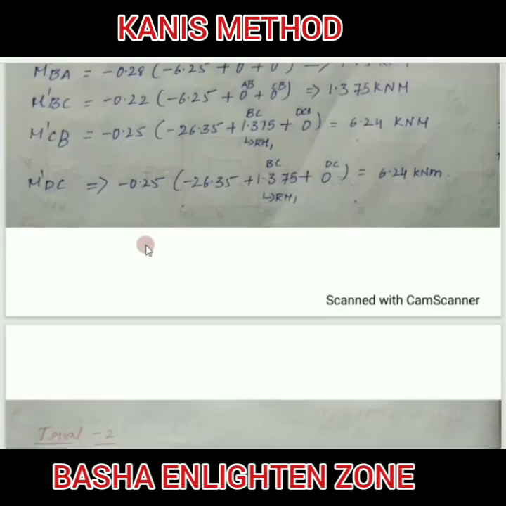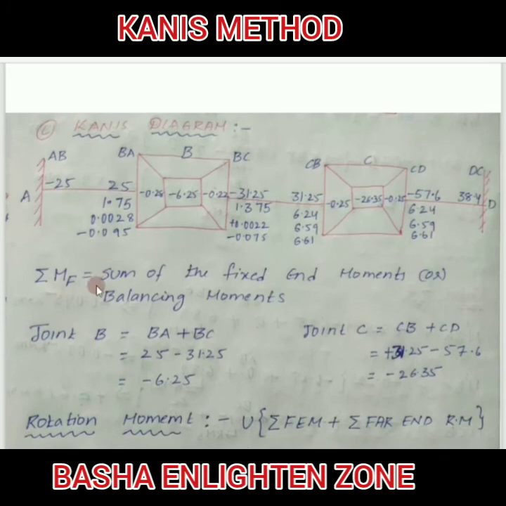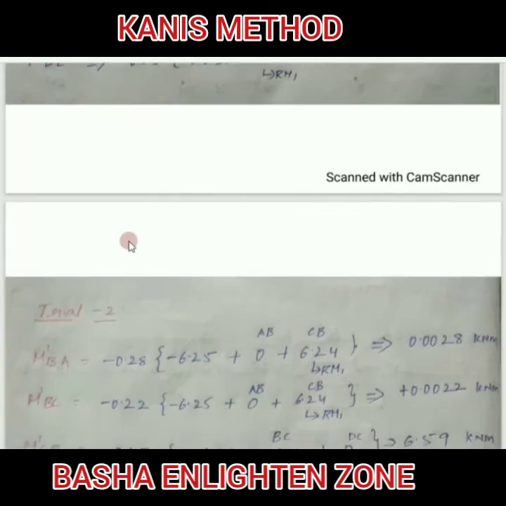But here I am doing 3 trials. Then what we have to take is what we recently obtained as the rotation moment. So you take that one. For AB, far end rotation moment means BA rotation moment. So the recently obtained rotation moment will be minus 0.095. So then take it down here.